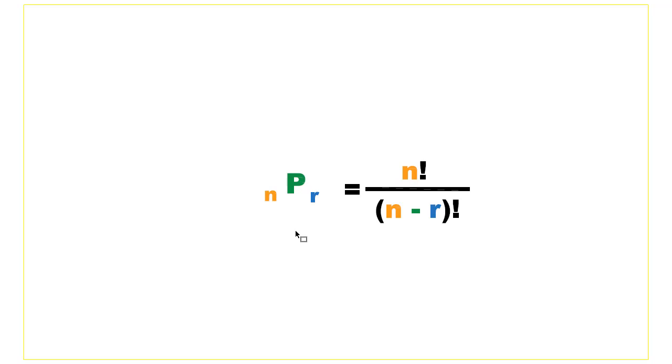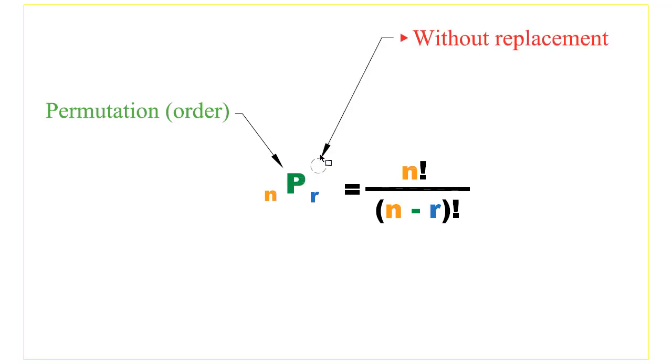We read this formula P(n, r), where P is permutation, which implies order, and without replacement. We write nothing here in the notation to indicate that it is without replacement.